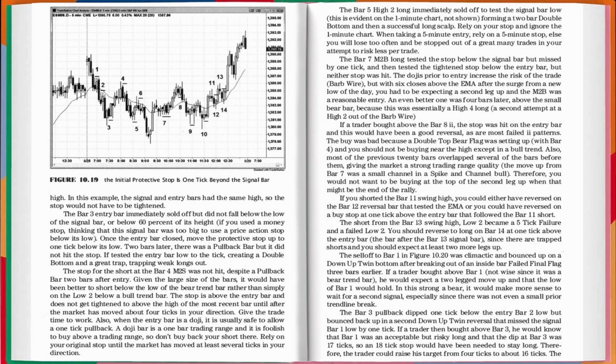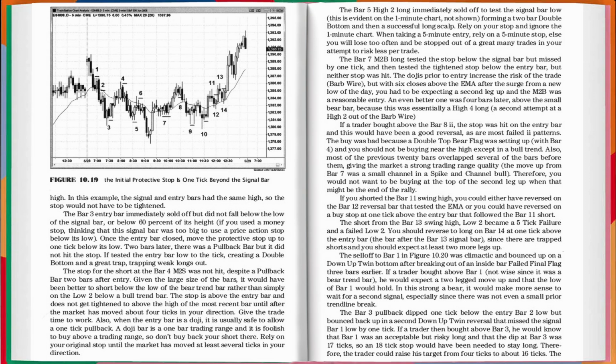The sell-off to bar 1 in figure 10.20 was climactic and bounced up on a down-up twin bottom after breaking out of an inside bar failed final flag 3 bars earlier. If a trader bought above bar 1, not wise since it was a bear trend bar, he would expect a 2-legged move up and that the low of bar 1 would hold. In this strong a bear, it would make more sense to wait for a second signal, especially since there was not even a small prior trendline break. The bar 3 pullback dipped 1 tick below the entry bar 2 low, but bounced back up in a second down-up twin reversal that missed the signal bar 1 low by 1 tick.